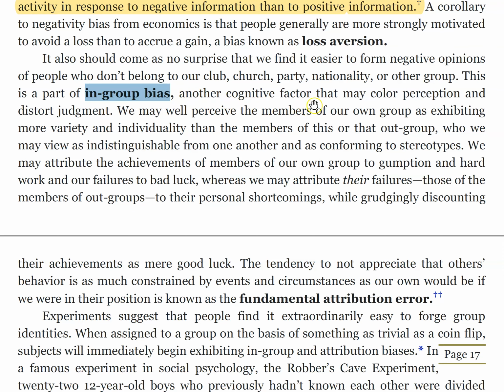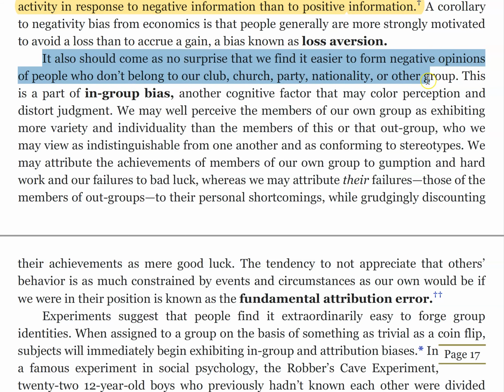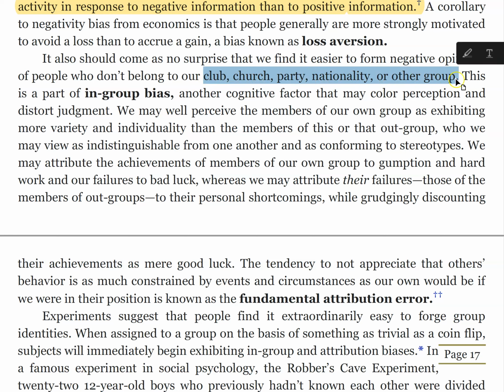So let's see. Here we go. It should come as no surprise that we find it easier to form negative opinions of people who don't belong to our club, church, party, nationality, or other group. That's just part of in-group bias, right? And they have lots of different sources of your group. We can even extend this to humanity as a whole, or genders, or race, or lots of things. But let's talk about it first on a small scale, right?